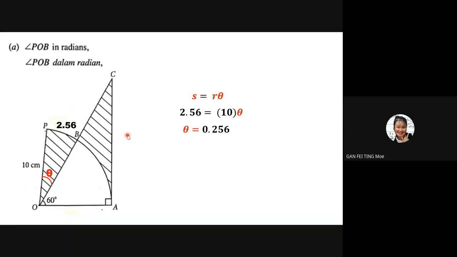Okay, tak payah nak pening-pening kepala. Tapi kalau kamu nak tukar dia kepada formula matematik, iaitu panjang lengkuk S over 2.56 sama dengan theta over 360.